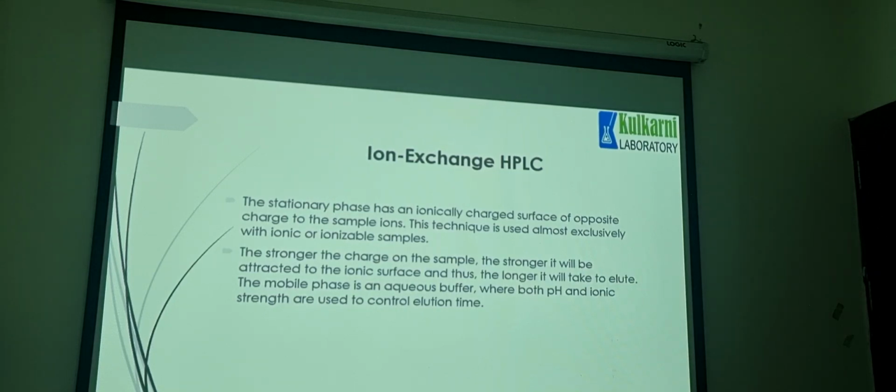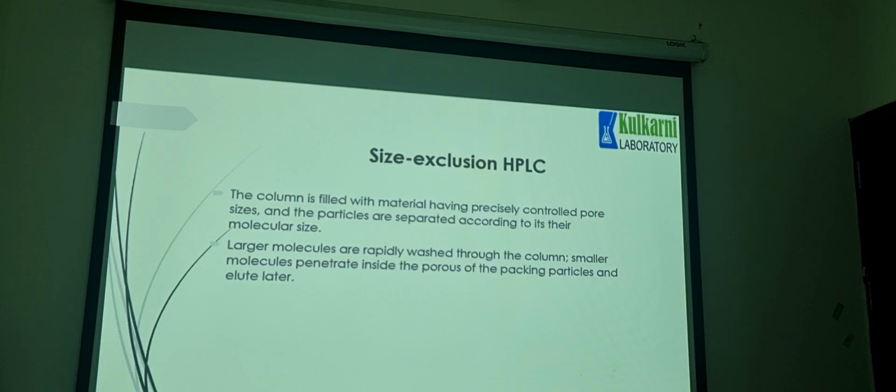After that, the fourth type of chromatography is size exclusion HPLC. What is size exclusion? It is based on the size of the particles. Understood? The column is filled with material having precisely controlled pore sizes, and the particles are separated according to their molecular size. So the separation in this technique is based on your size. That is why the name is size exclusion HPLC.